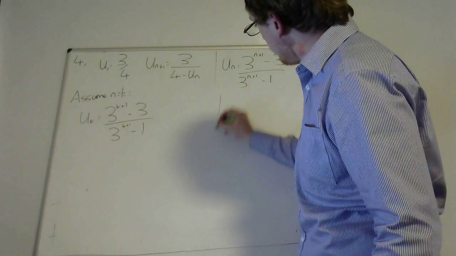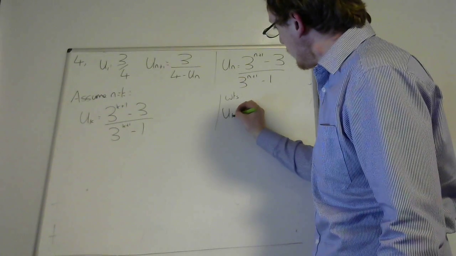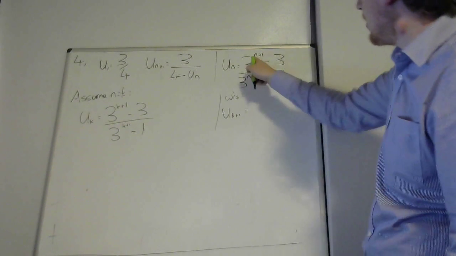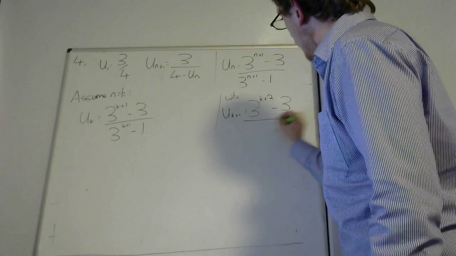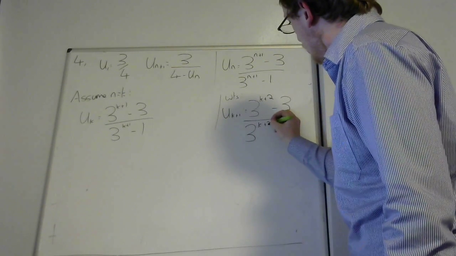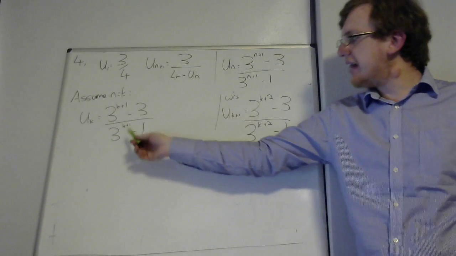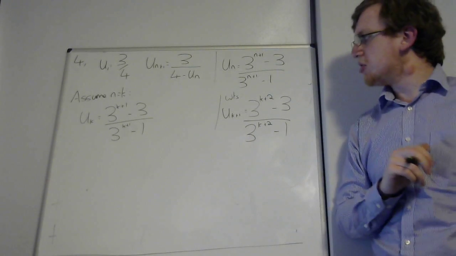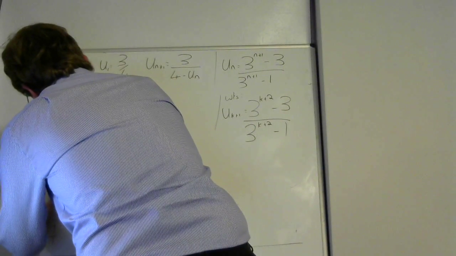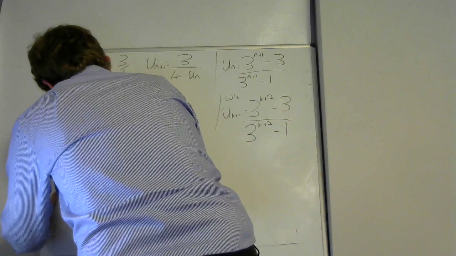So what does that mean? We want to show, WTS, that u k plus 1, the k plus 1 term, is 3 to the power k plus 2 minus 3 over 3 to the power k plus 2 minus 1. That's what we want to get to using this formula here and the inductive hypothesis, which is what we've assumed. So let's have a go at doing that now then. So using this formula, uk plus 1 is equal to 3 over 4 minus uk.